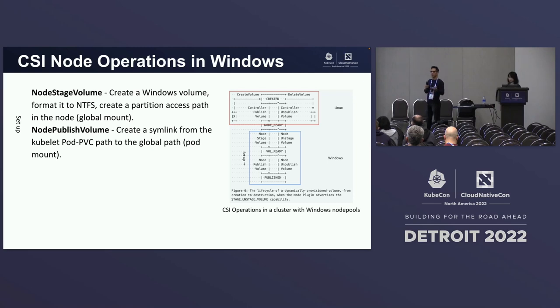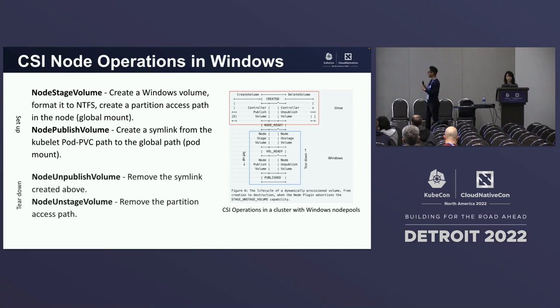Then at some point, the workload will be out of the cluster, and we will go through the reverse steps, which are to tear down the volume. So in Linux, this is done with a umount command, but in Windows, it's done by reversing the steps above, which are removing the symlink in node unpublish volume, and in node unstage volume, we remove the partition access path.